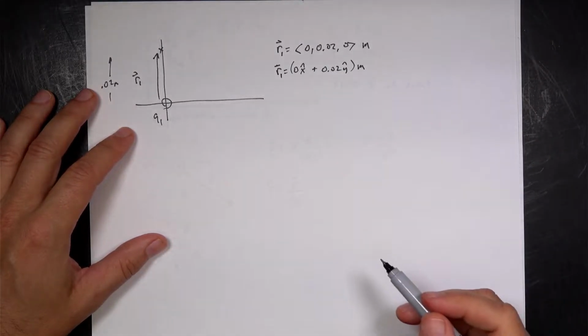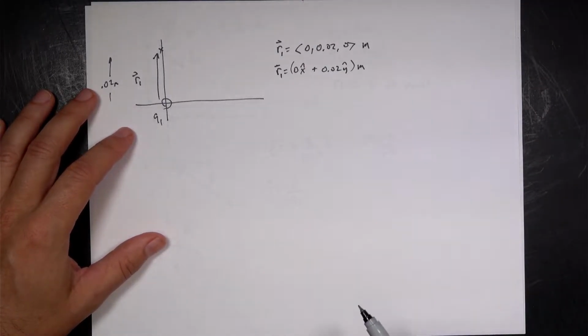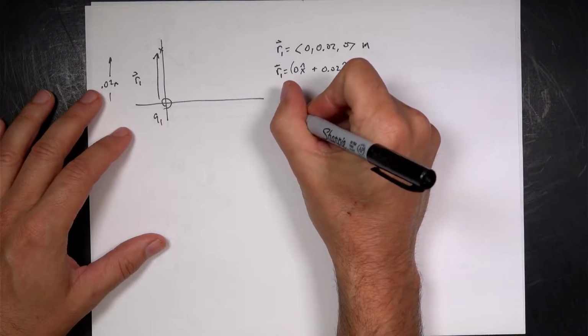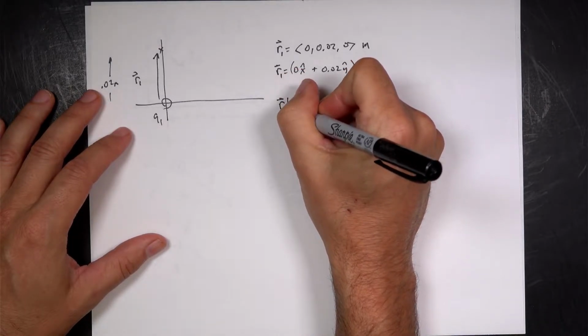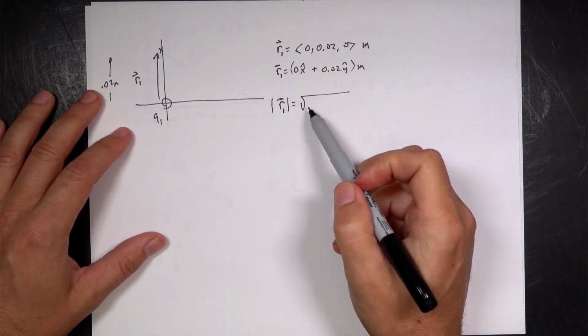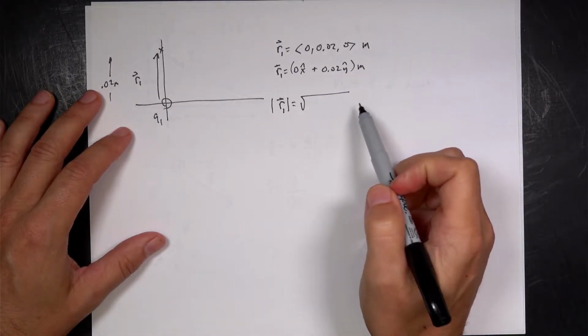I like that notation. Once I have R, I need to find the magnitude of R. You can find the magnitude of a vector like this: the magnitude of R1 is going to be the square root of the x component squared plus the y component squared plus the z component squared.